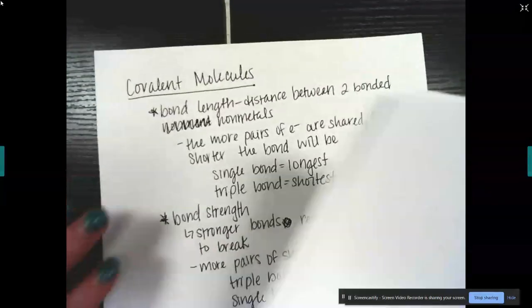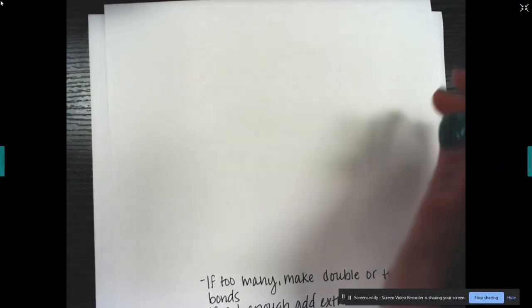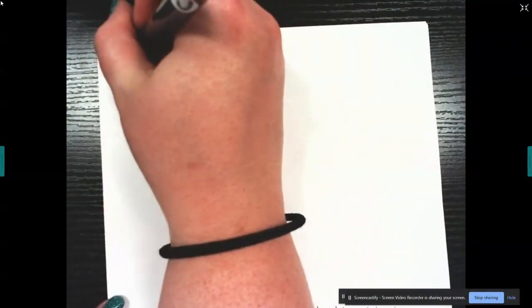All right, let's do some more. So let's draw oxygen. Speaking of, let's see what an oxygen molecule will look like. So let's draw O2.